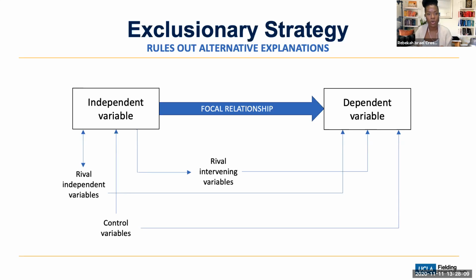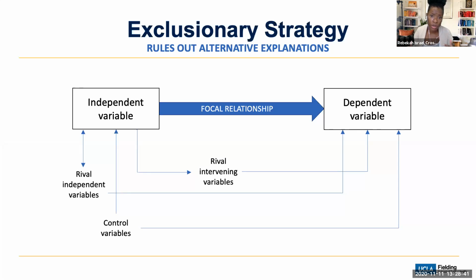That's really the goal with adding what you see here: the rival independent variables, and also rival intervening variables. There may be a link between the independent variable and the dependent variable that you're not taking into consideration, that doesn't really have to do with your theory. Put those in the model as well, and then we'll see whether the statistical relationship between the independent variable and the dependent variable exists.